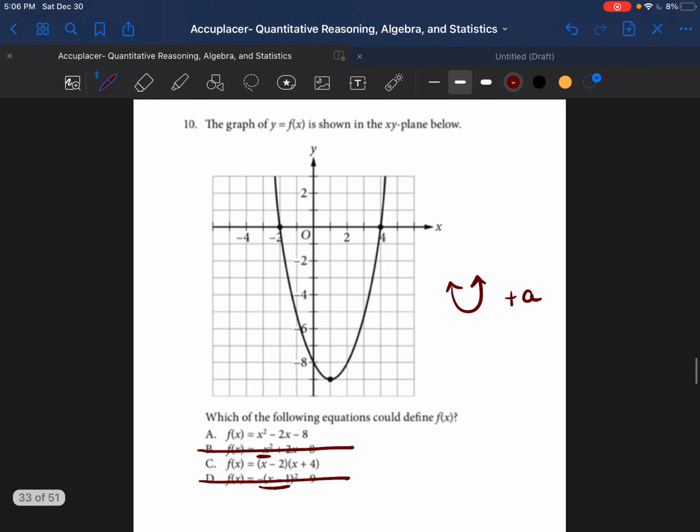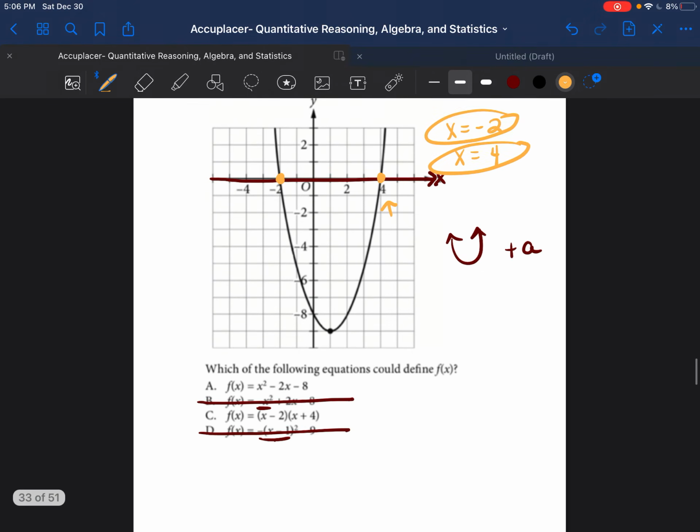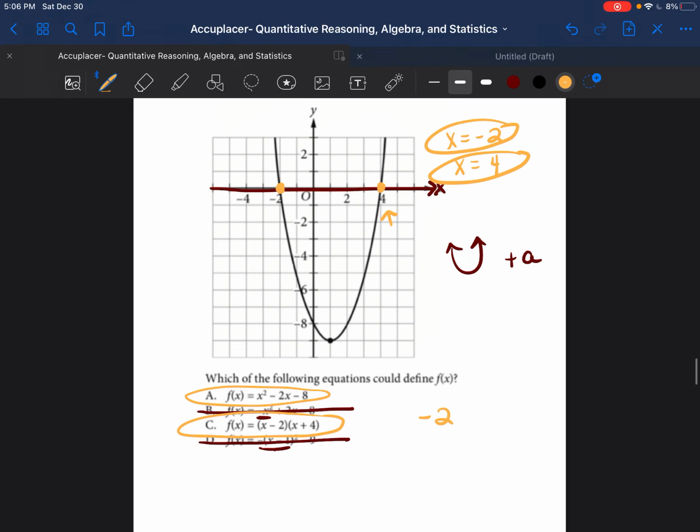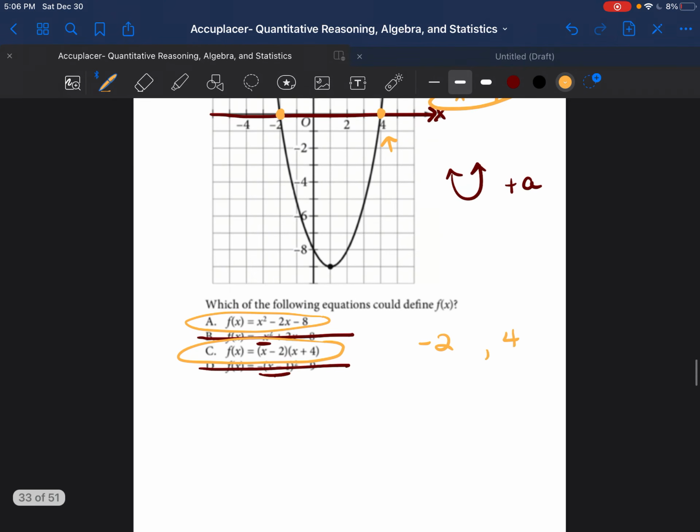Now we have to look at the graph and see what the graph is telling us. Wherever this graph goes through the x-axis, so this is the x-axis, which is right here and right here, those are the solutions to this function. So it goes over x is equal to -2, and then x is equal to 4. So these are 2 solutions to this function. We now have to see out of this choice and this choice, which one will have -2 and 4 as answers. So let's look at each of these equations.